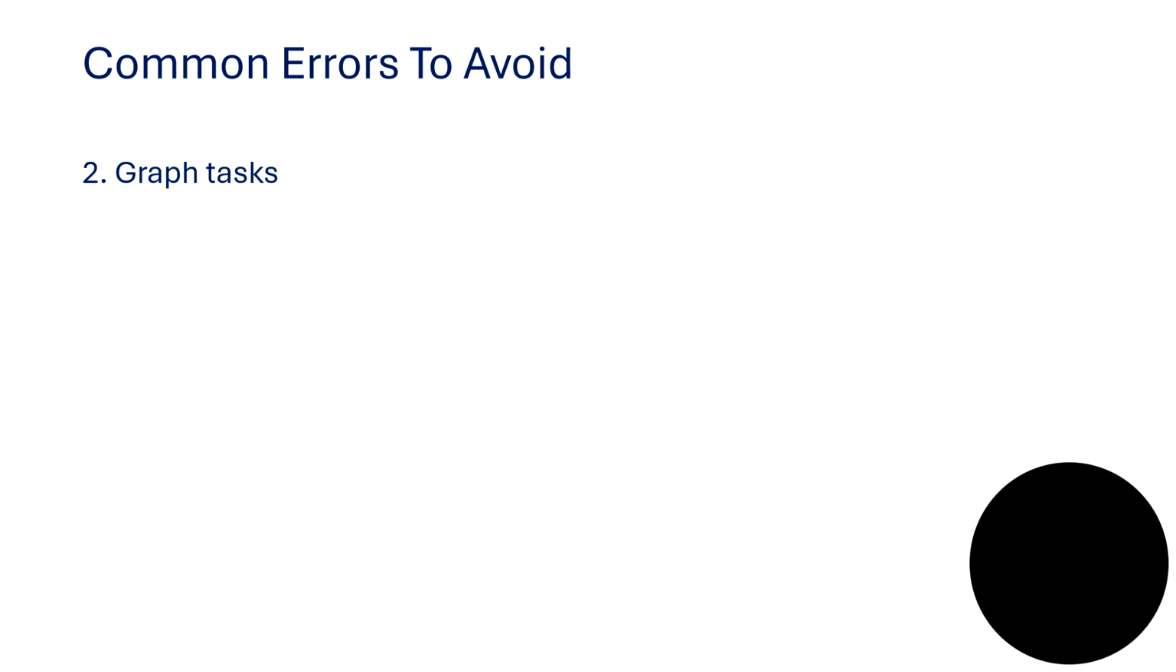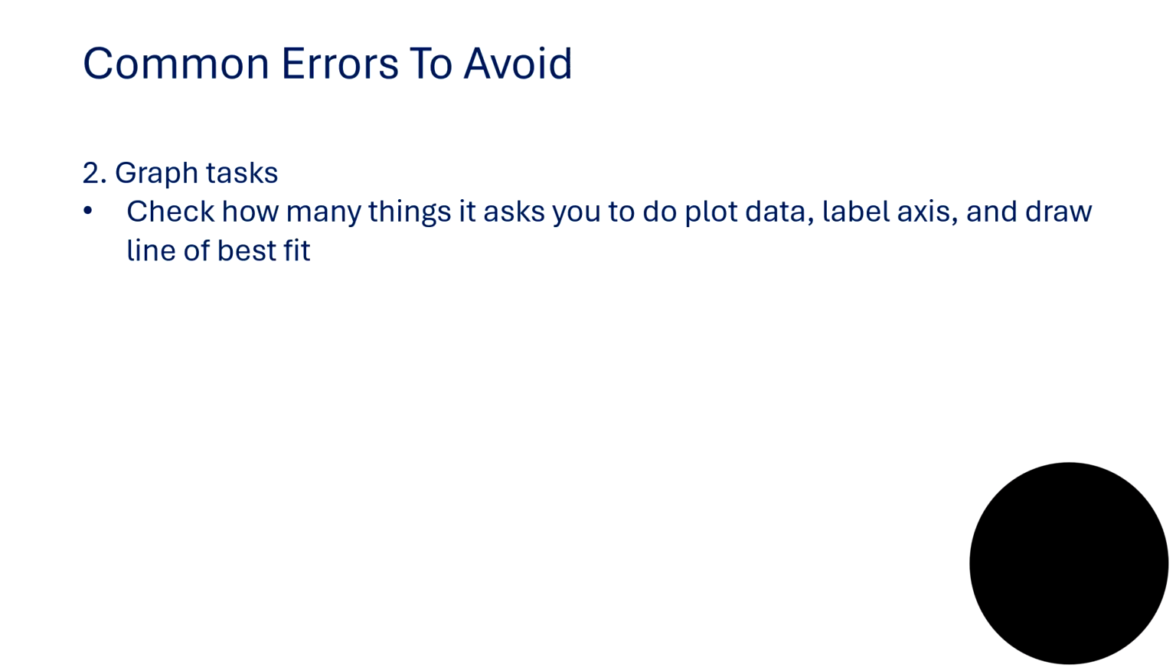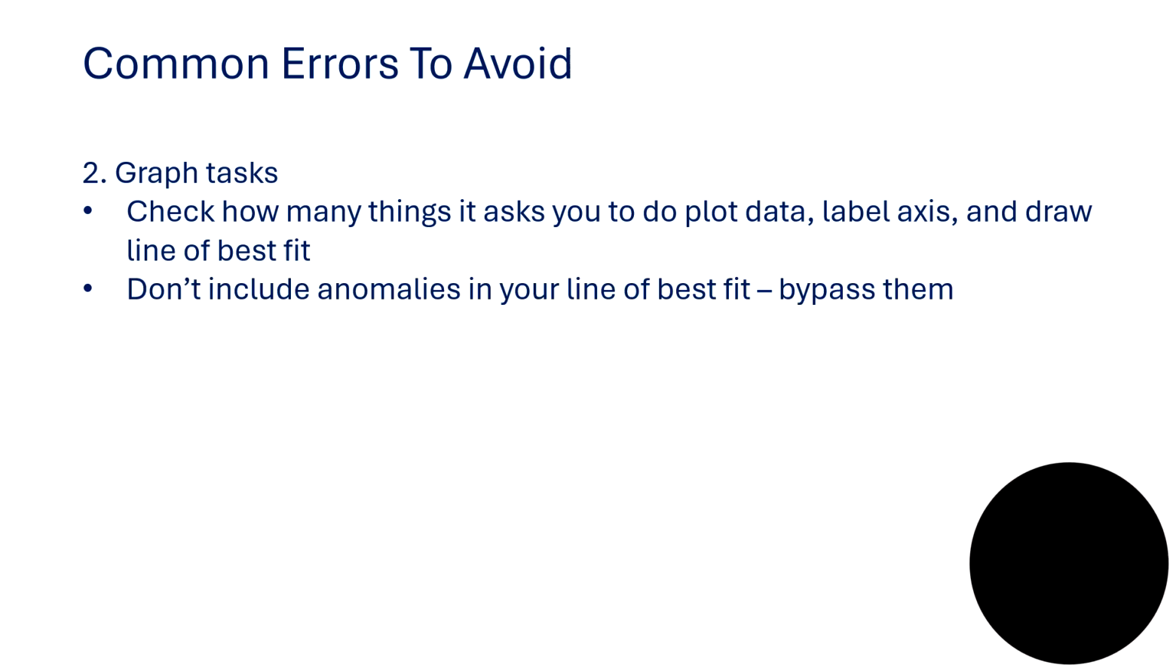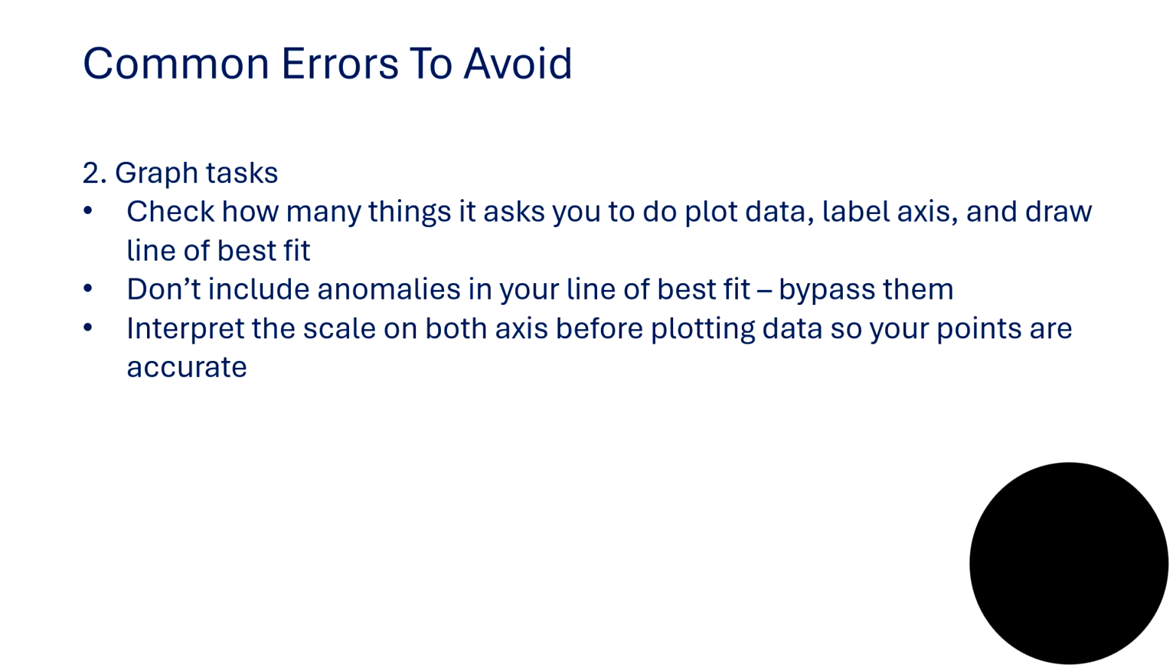Secondly, on graph tasks, first thing, make sure you have a look at how many things it asks you to do. Just like the biology, they quite often ask you to do 3 things: calculate a mean, plot the data, label the axes, or draw a line of best fit. Tick them off in the booklet so you know that you've done all of them. Don't include anomalies in your line of best fit, bypass them. Don't draw a little molehill to incorporate it.